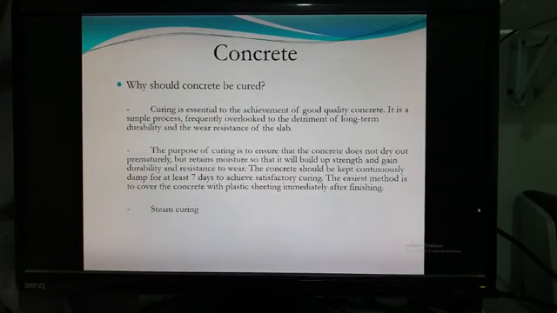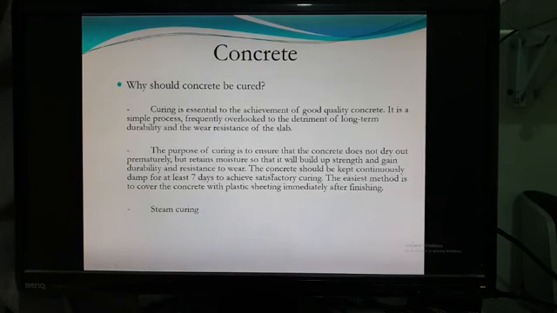So we want to ensure that the concrete does not dry out prematurely, because the absence of water will stop the curing process abruptly. So we want the curing process to happen until it is fully completed. In order to do that, there must be a presence of water. So if the water dries out too soon, then the curing process has been stopped prematurely. By retaining moisture, it will build up strength and gain durability and resistance to wear.